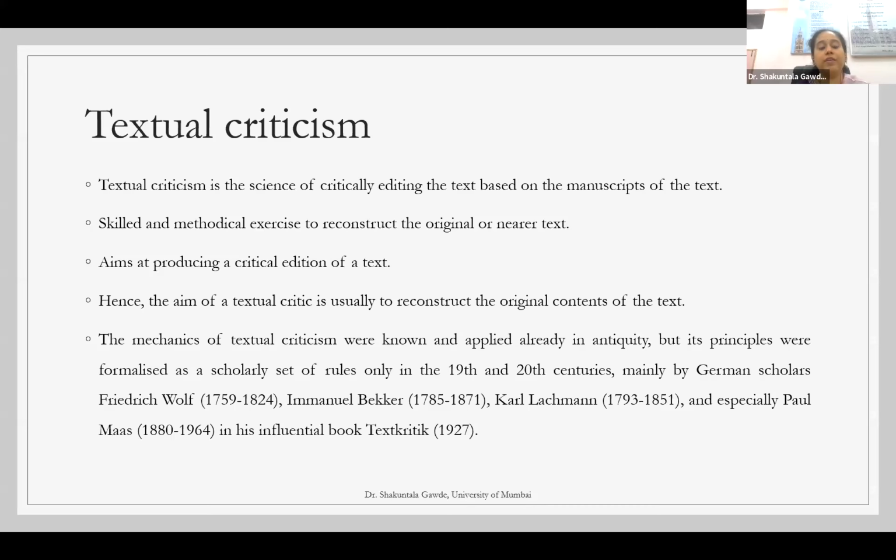Okay. So when we talk about textual criticism, the first step is the edition of the text. Now what happens is we already have the printed text with us and we start working on that. But before that, what takes place is the edition of that text, or what we say is the critical edition of the text.